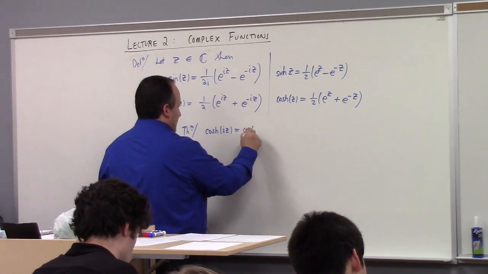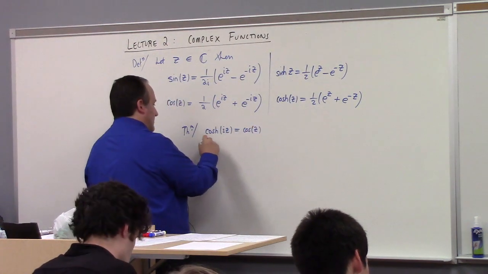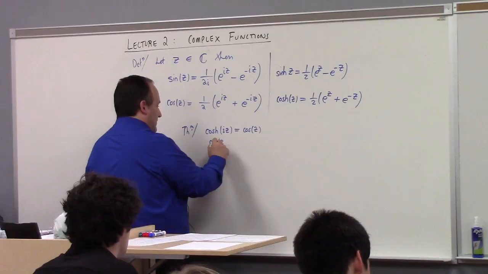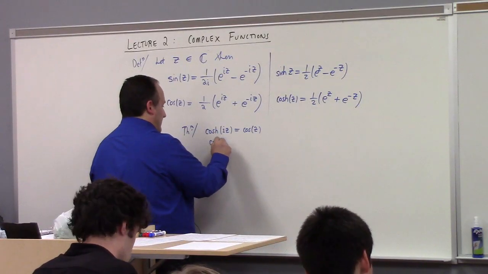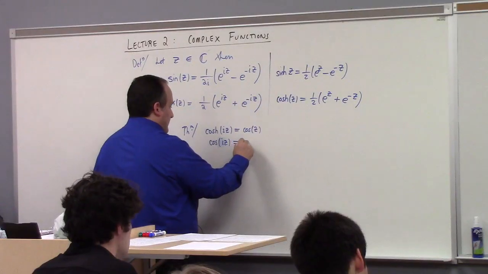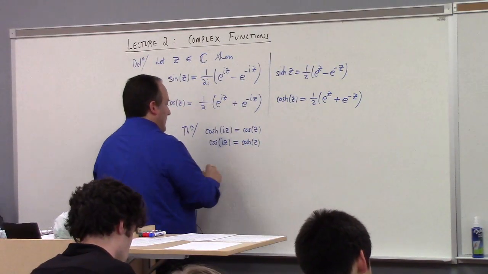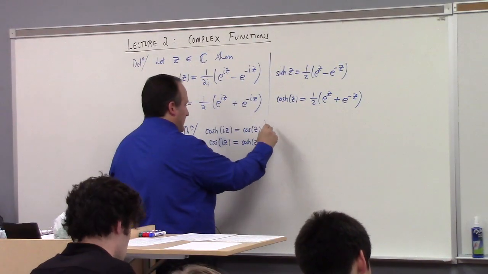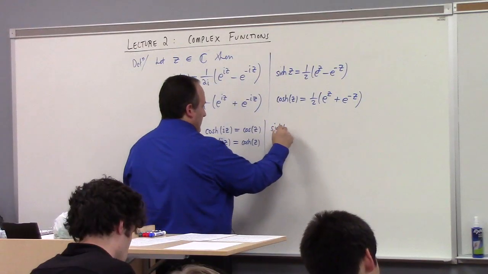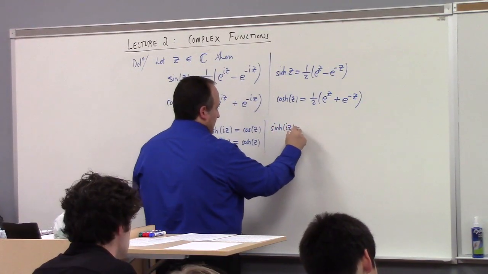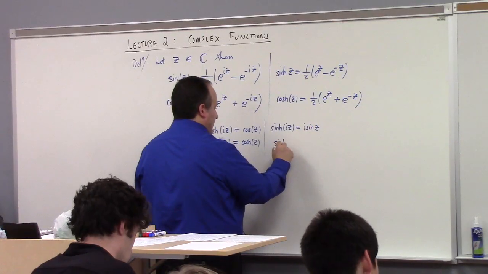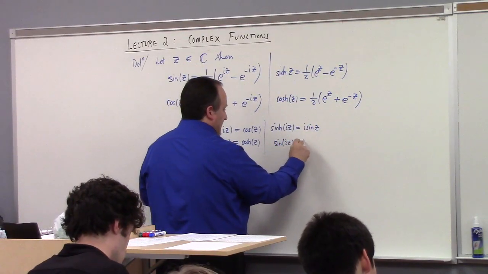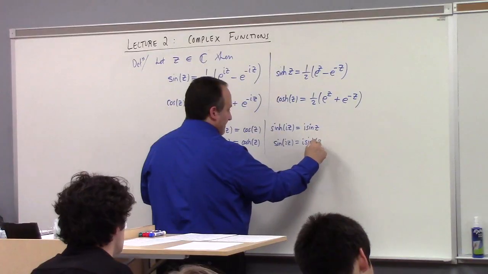Cosine of iz is equal to cosh of z. On the other hand, sinh of iz is equal to i sine z, and sine of iz is equal to i times the sinh of z.